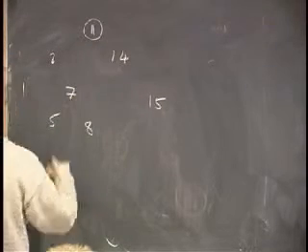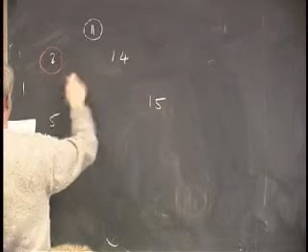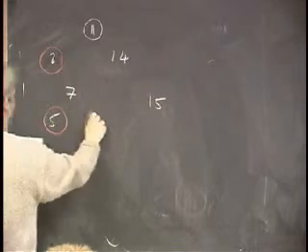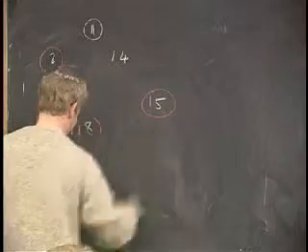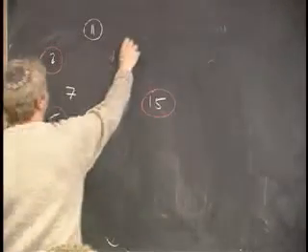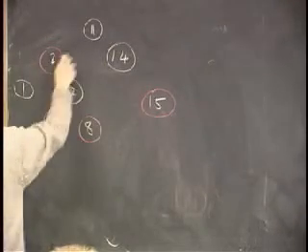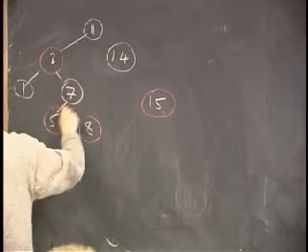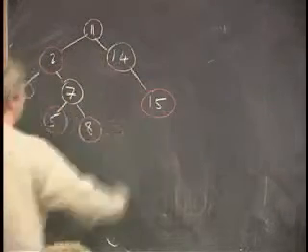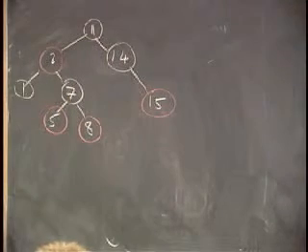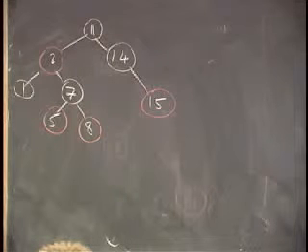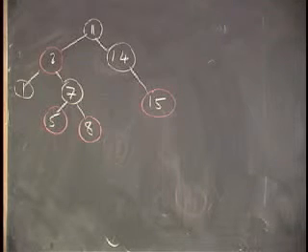Black, red, red, red, red. Okay. All right, there's a red-black binary search tree. Let's check it to make sure I didn't goof. Looks okay, right? All the criteria are satisfied.